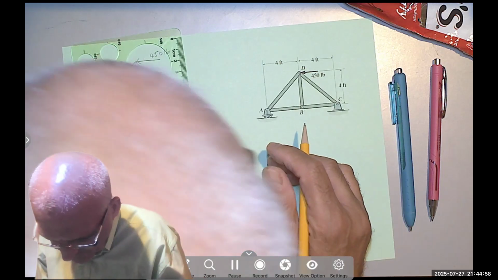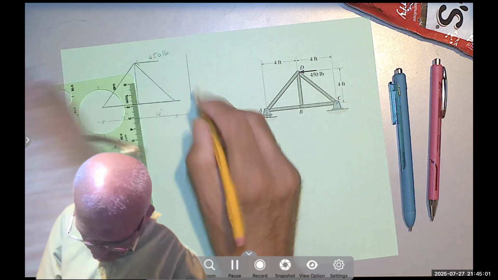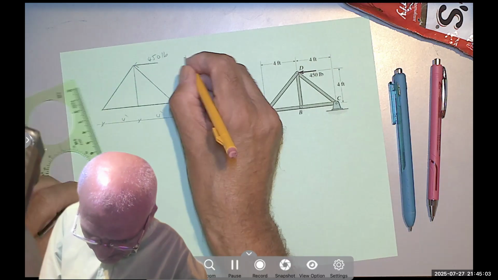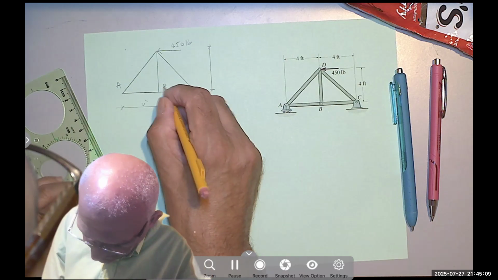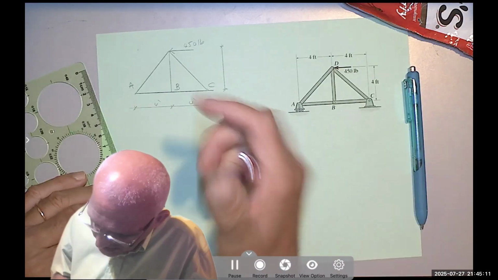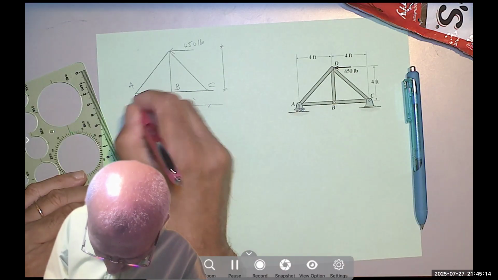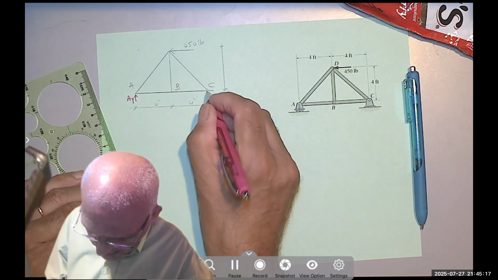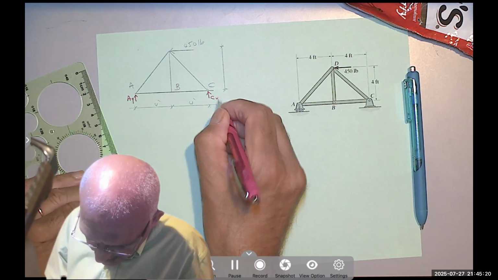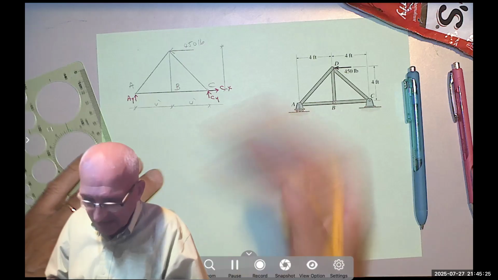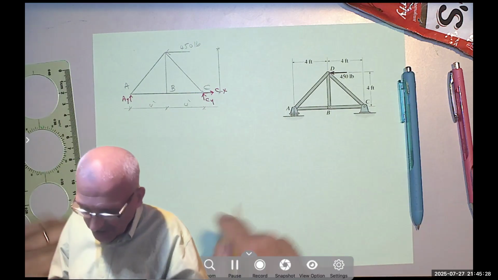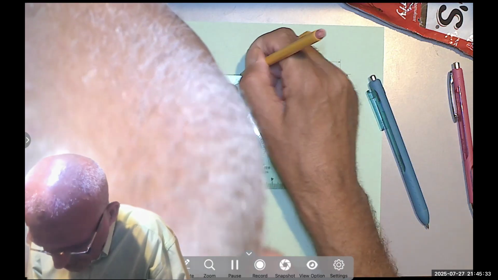And the height is also 4. Notice for the total truss, I have to show the reactions. This is a roller, so I have A sub Y. This is a pin, so I have C sub Y and C sub X. Notice I assume everything is positive, and then if I get a negative sign, it means it's in the opposite direction. Since I'm going to use summation of the forces in the X and the Y equals 0, I have to show the X and the Y.